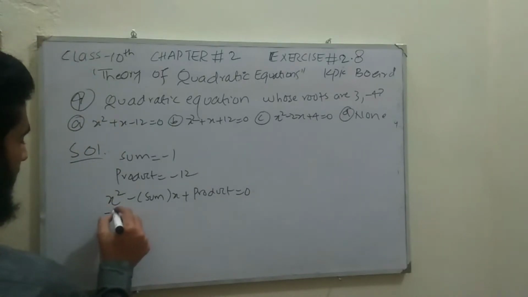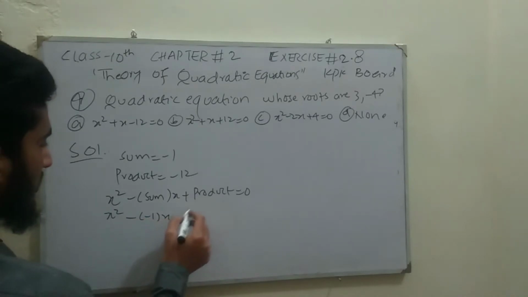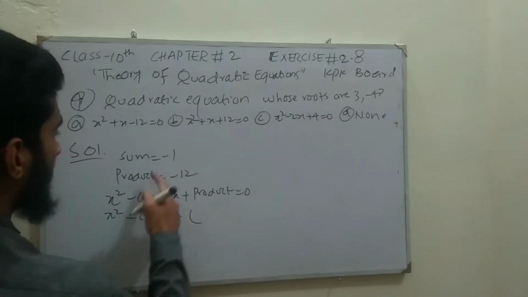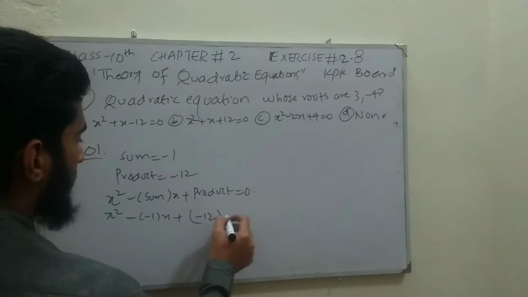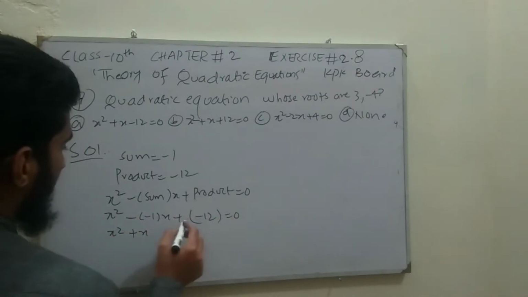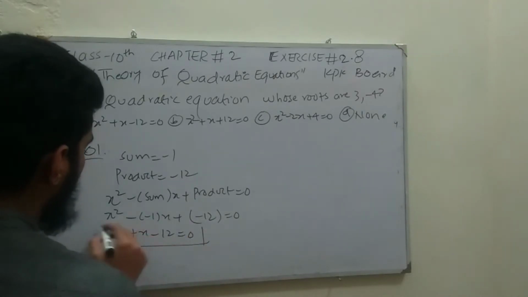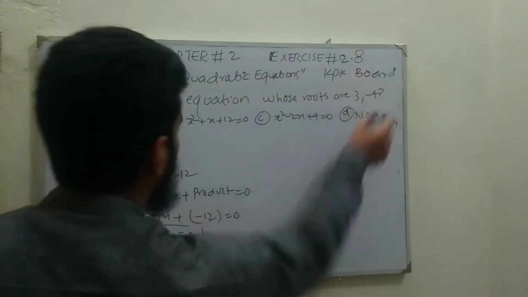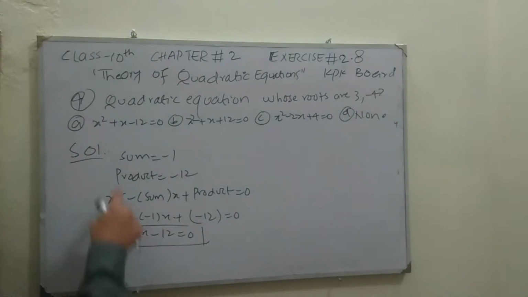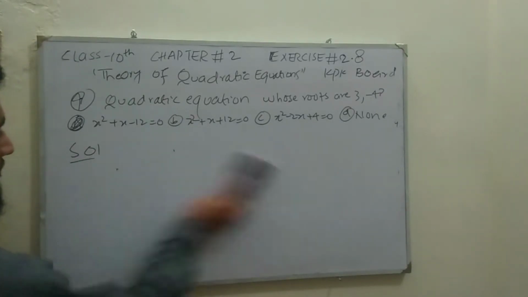So x square minus sum of roots, which is minus 1, so put here minus 1 times x, plus product of roots, which is minus 12, is equal to 0. So x square minus minus gives us plus x, and plus minus gives us minus 12 is equal to 0. So this is the required quadratic equation for the given roots. So x square plus x minus 12, so the correct option in this case is option number A. Move to fifth question.